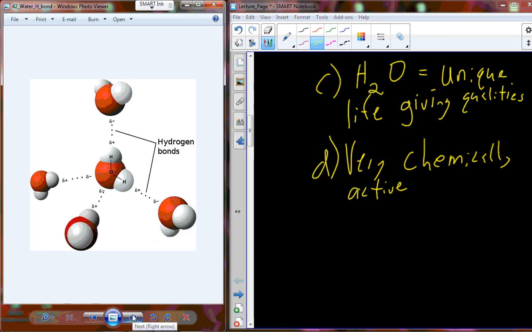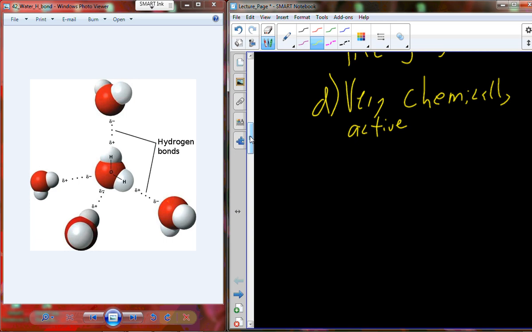So here's another example of hydrogen bonds forming between four molecules of water. A fifth molecule forms four hydrogen bonds. So very chemically reactive. In other words, we can form a lot of hydrogen bonds with water and with other molecules. So it can form hydrogen bonds with itself and other types of molecules as well.